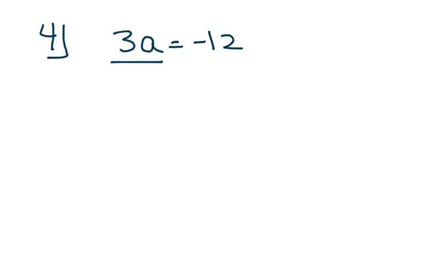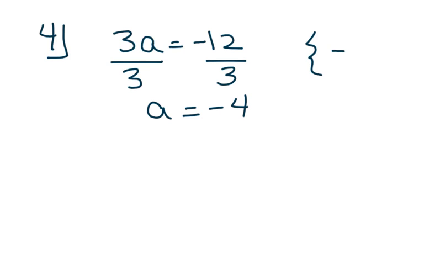The next one we have is number 4. I have 3a equals negative 12. Is there anything I can do to isolate a? Yes, I can divide both sides by 3. There's nothing to add, so we're just going to divide both sides by 3, and we get a equals negative 4. So the solution set is negative 4.